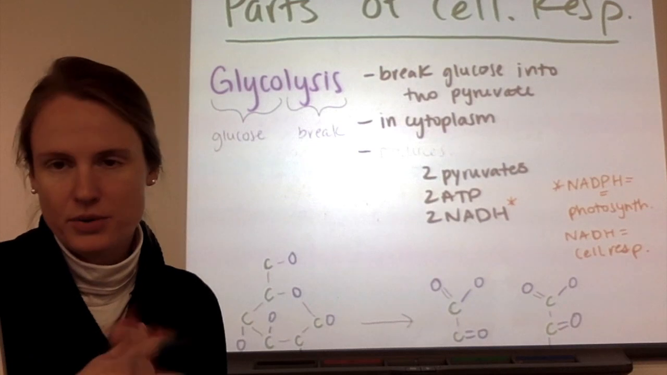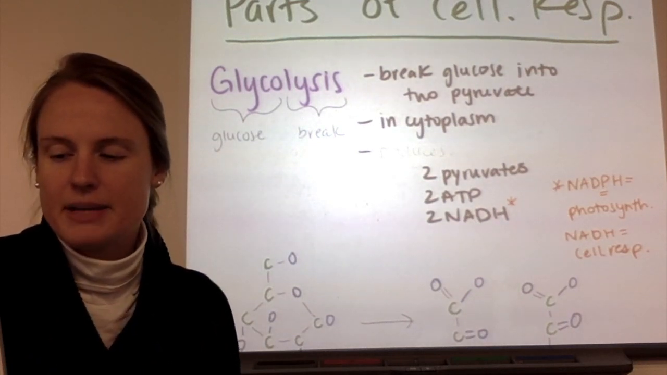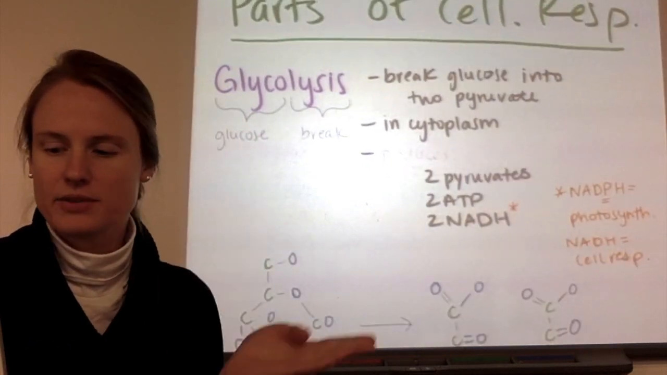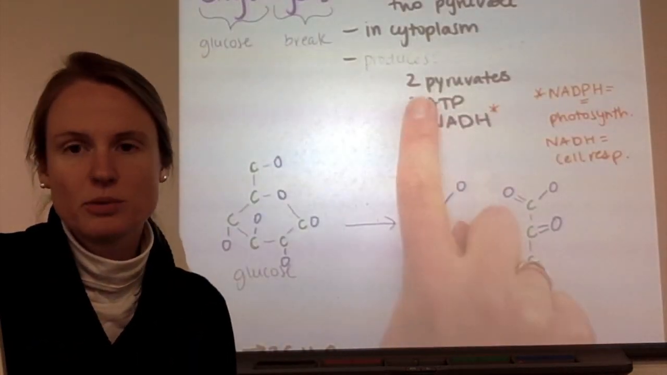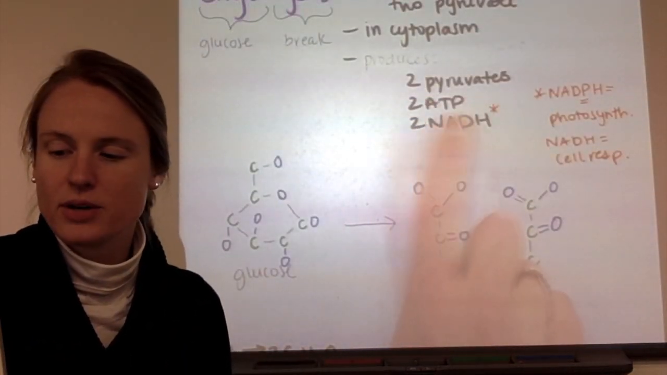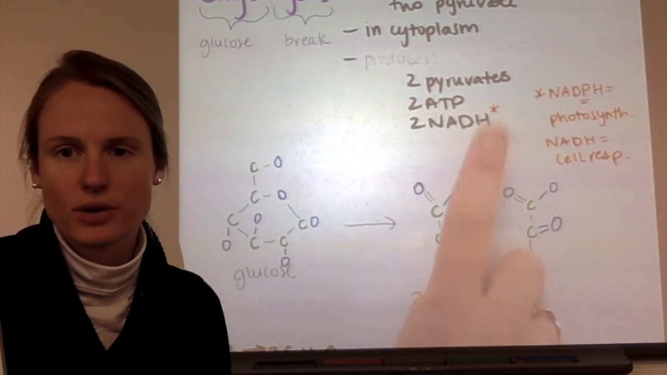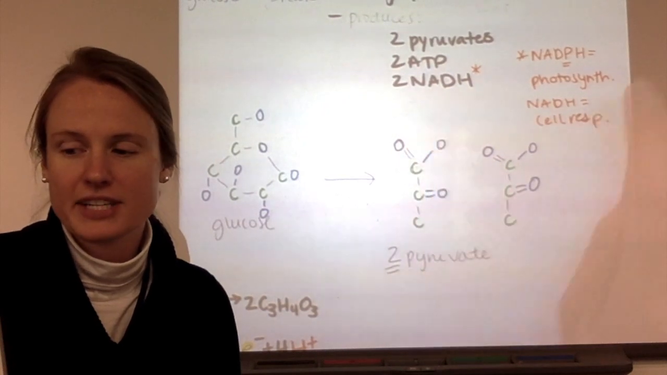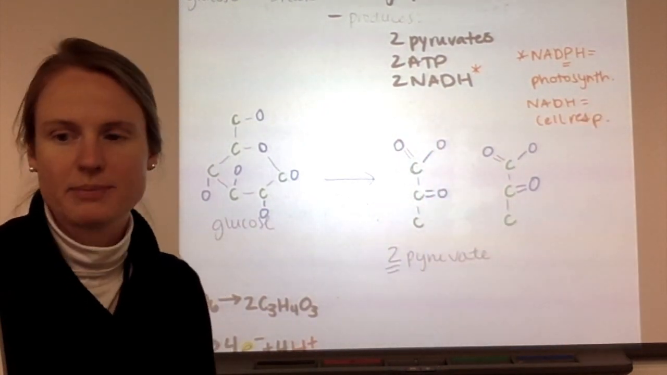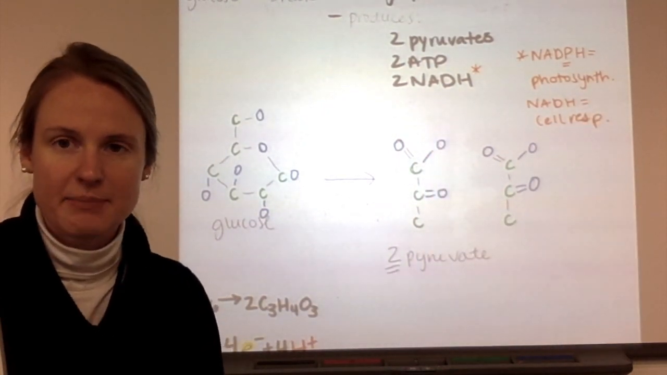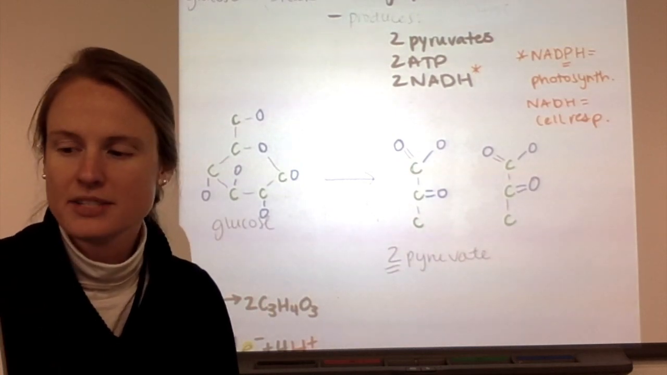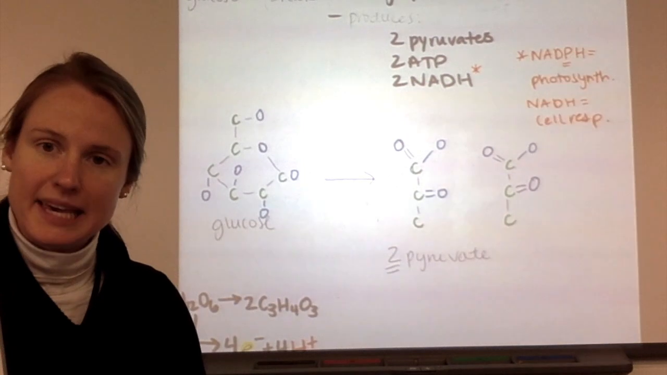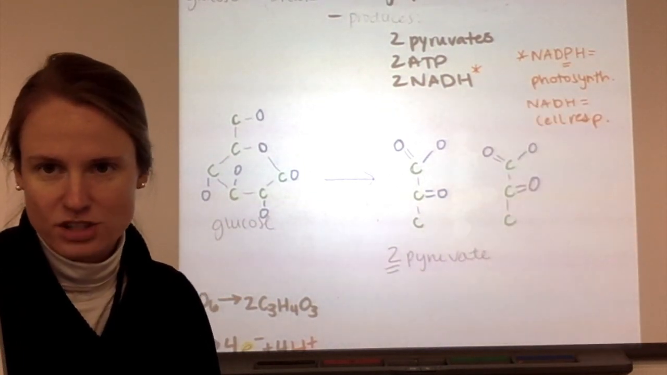That's the name of the molecules that are created. It's occurring in the cytoplasm of the cell, so not yet in the mitochondria, outside of the mitochondria. And 2 pyruvates, 2 ATP molecules, and 2 NADH molecules are produced. This is a good time to point out that NADH is very similar to NADPH, which we talked about in photosynthesis. They both accept electrons and carry them somewhere else. I remember that NADPH goes with photosynthesis because it has a P in it, as does photosynthesis, starts with P.